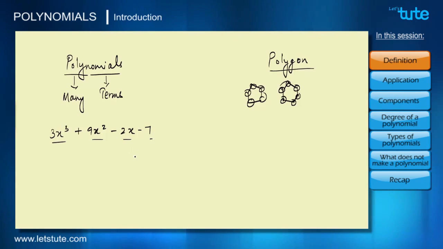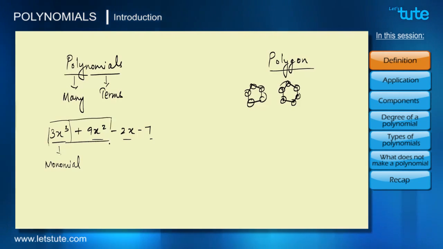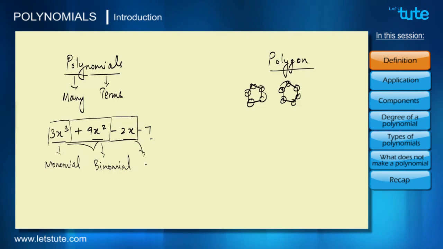What about an expression which has fewer than 3 terms? So let's say if we only had 3x cubed with us, then it would be called a monomial. Similarly, if we had 9x squared along with 3x cubed, it will be called a binomial. Again, if we have 3 terms, then it will be called a trinomial.